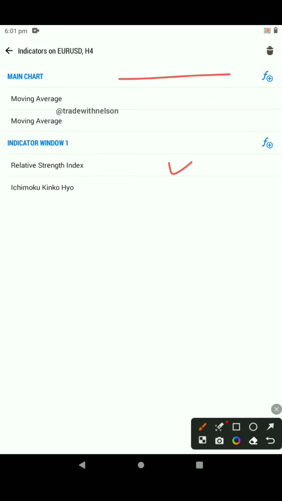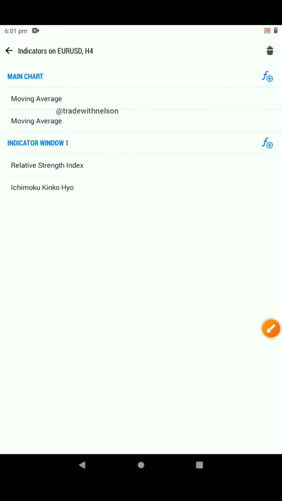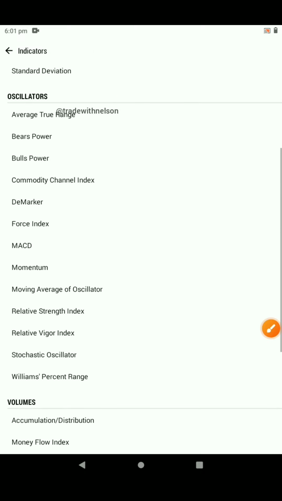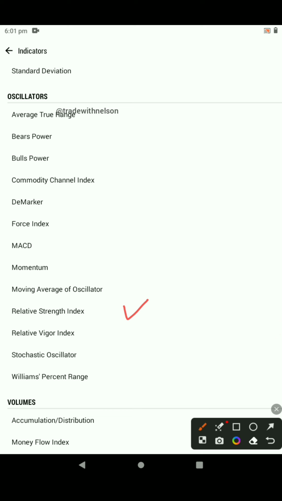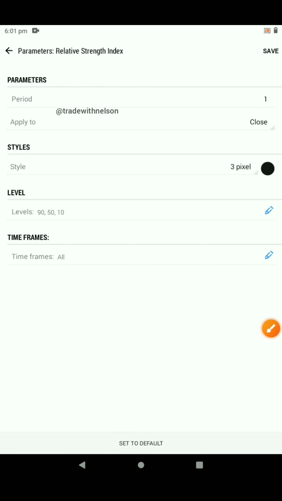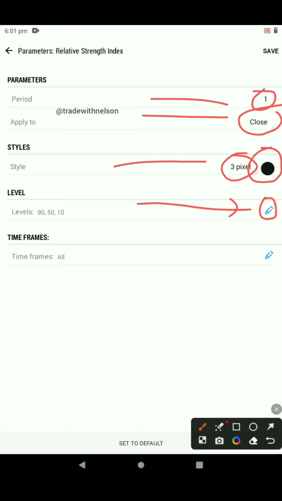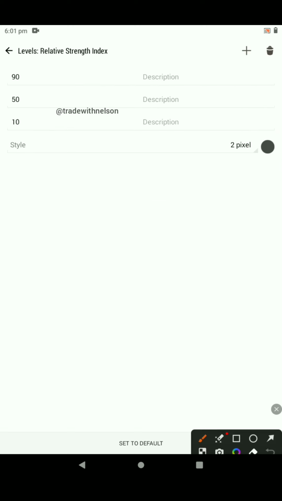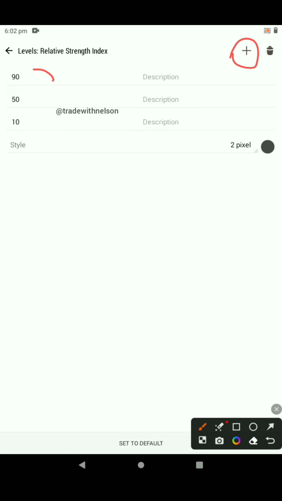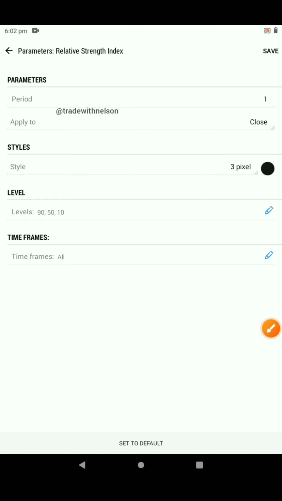For the RSI, click on the F icon on the main chart. Scroll down a bit. This is relative strength index, RSI. Click on that. Make your period to be 1. Apply to close. Style 3 pixels. Select color of your choice. Levels, click on this pen icon to add level. Click on this add. Type 90, 50, and 10. Style, make it 2 pixels and select color of your choice. After that, click on save.